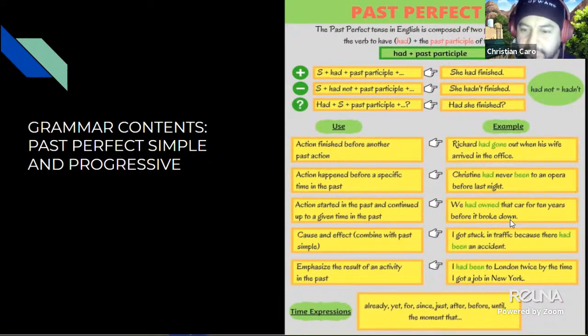What else? The next example: we had owned that car for 10 years before it broke down. So in this case, you're describing a period of time with the past perfect and then an interruption using the simple past. Give me a second.